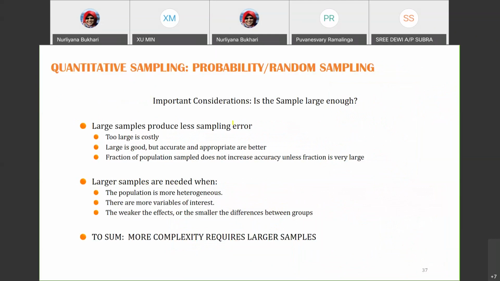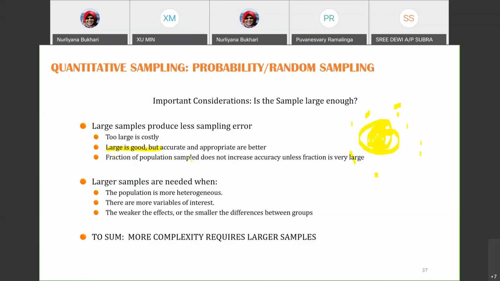Important consideration: is the sample large enough? Large samples produce less sampling error. Too large is costly, of course, because sometimes you have to give them an honorarium, like 5 ringgit prepaid for one complete survey. Large is good, but it must be accurate and appropriate. You may have a lot, but if they are all homogeneous, it doesn't represent the population. It's not diversified enough to mirror the population.